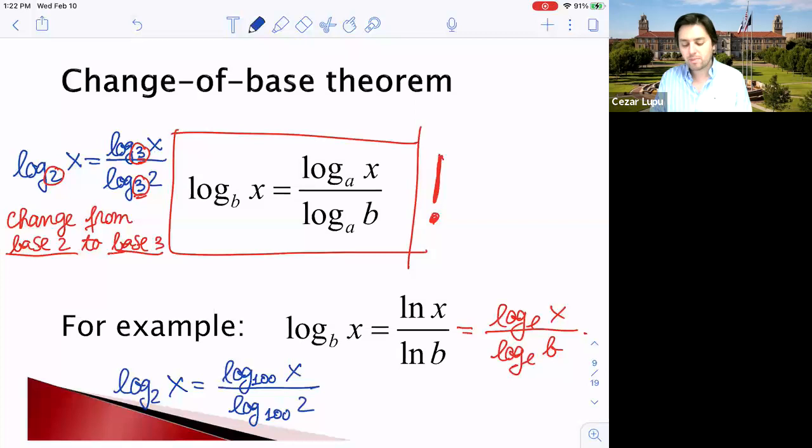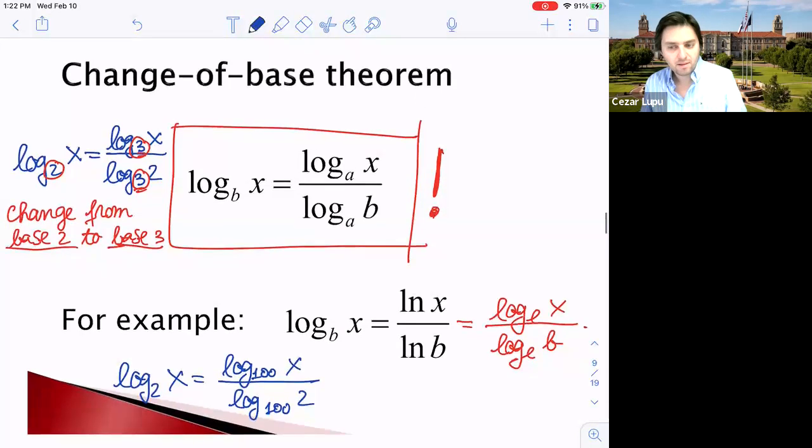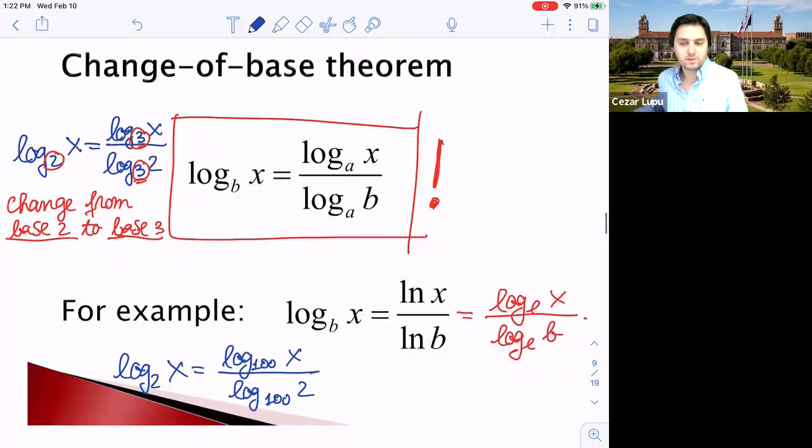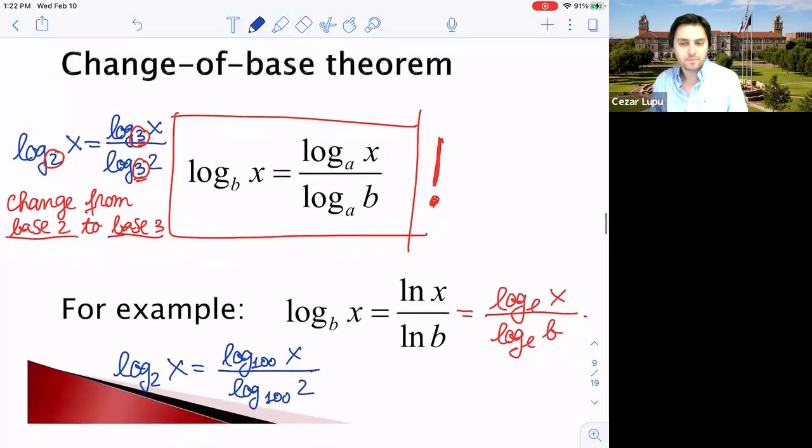So that's what you're going to remember. You have log in base b of x. You keep the log, you put x above and b below, but you keep the same new base, which will be a or whatever base you want. All right. So this is the change of base formula.